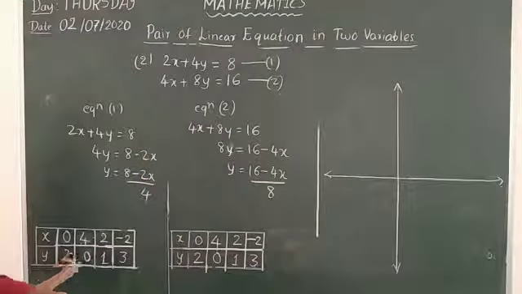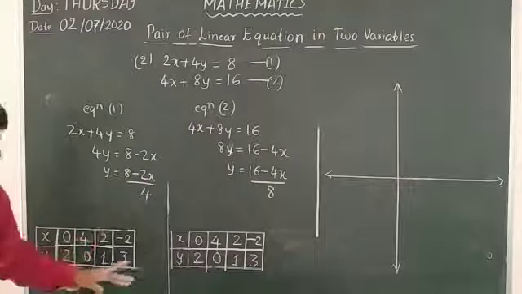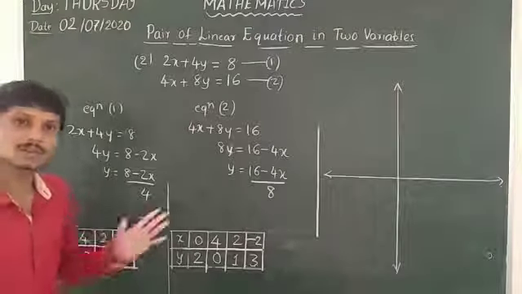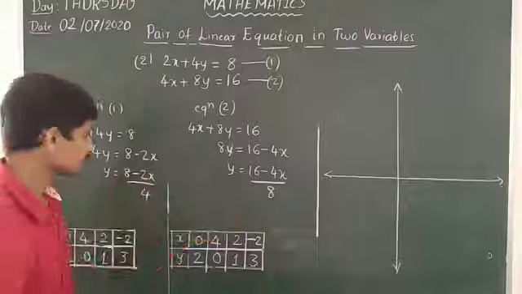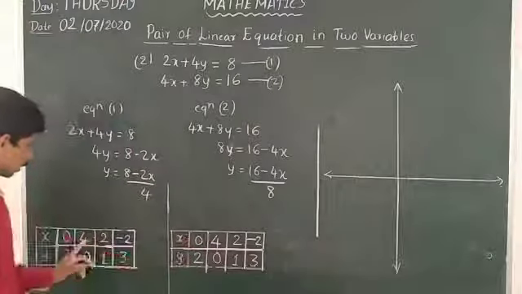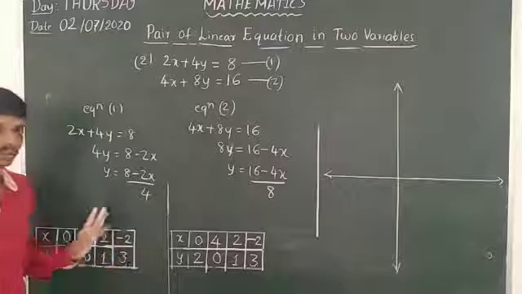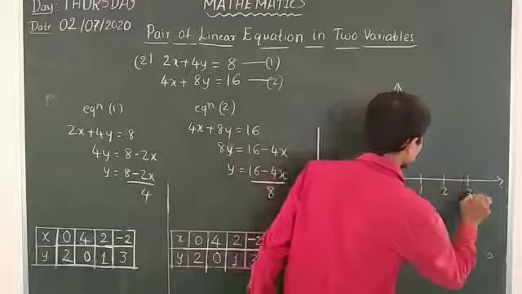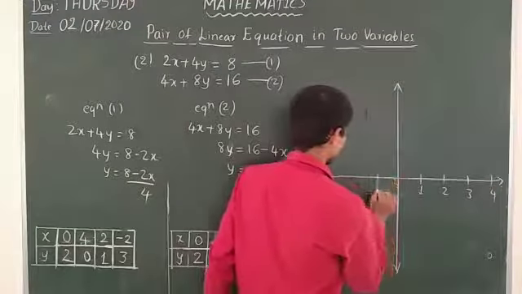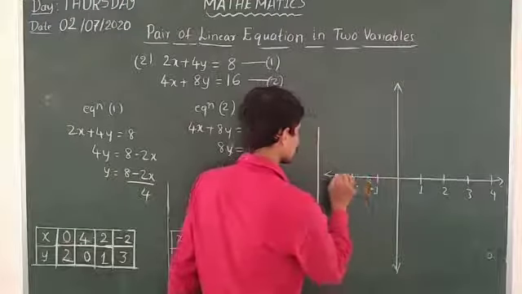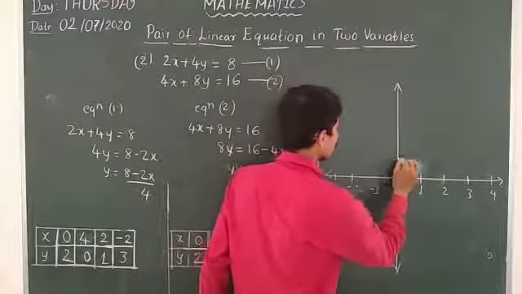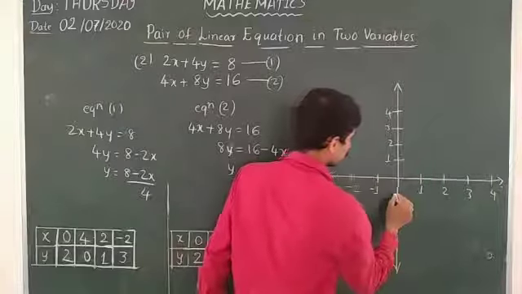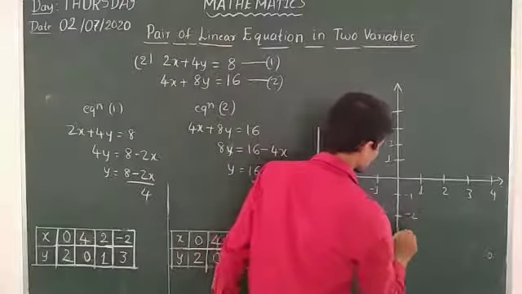So just look, both the coordinates are one and the same. That means (0, 2), (4, 0), (2, 1), (-2, 3). So we have to represent these in a coordinate system. Here the maximum value is 4, and here the maximum value is 3. So we have to mark 1, 2, 3 and 4, then minus 1, minus 2, minus 3.